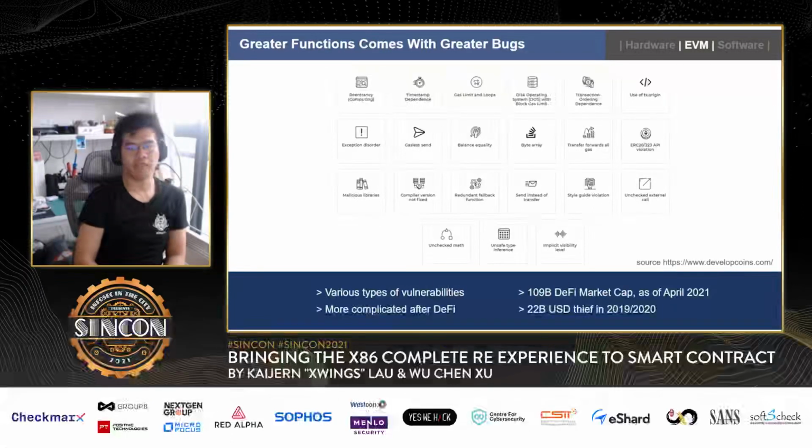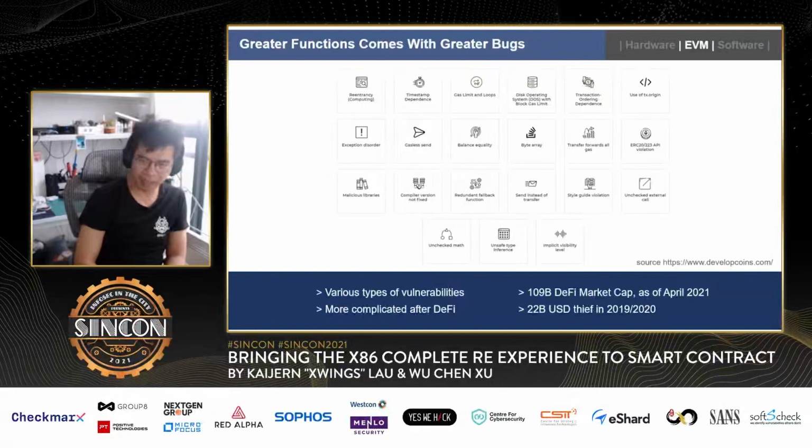On the very old data, there is around a 109 billion dollar decentralized finance market cap as of April. And from 2019 to 2020, there was around 22 billion US dollars of theft in the entire DeFi market.